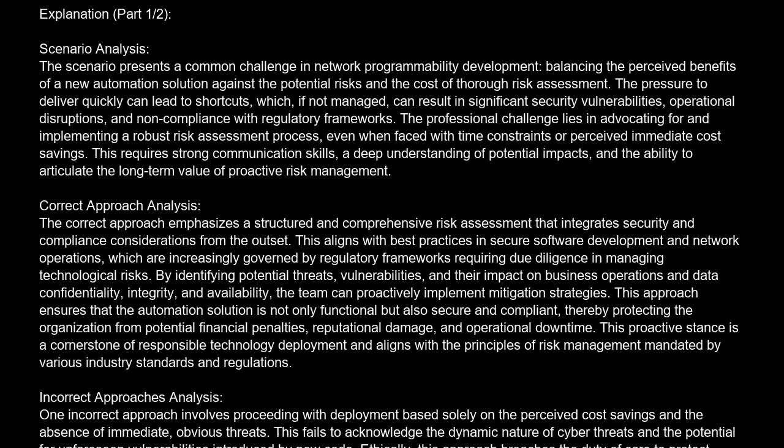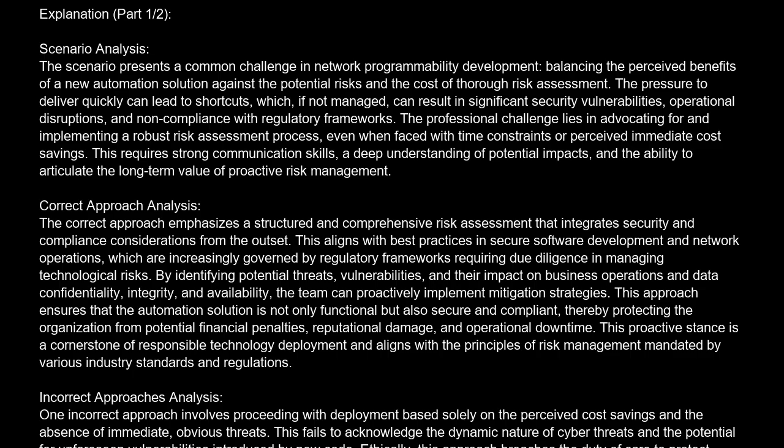Explanation. Scenario analysis. The scenario presents a common challenge in network programmability development: balancing the perceived benefits of a new automation solution against the potential risks and the cost of thorough risk assessment. The pressure to deliver quickly can lead to shortcuts, which, if not managed, can result in significant security vulnerabilities, operational disruptions, and non-compliance with regulatory frameworks.